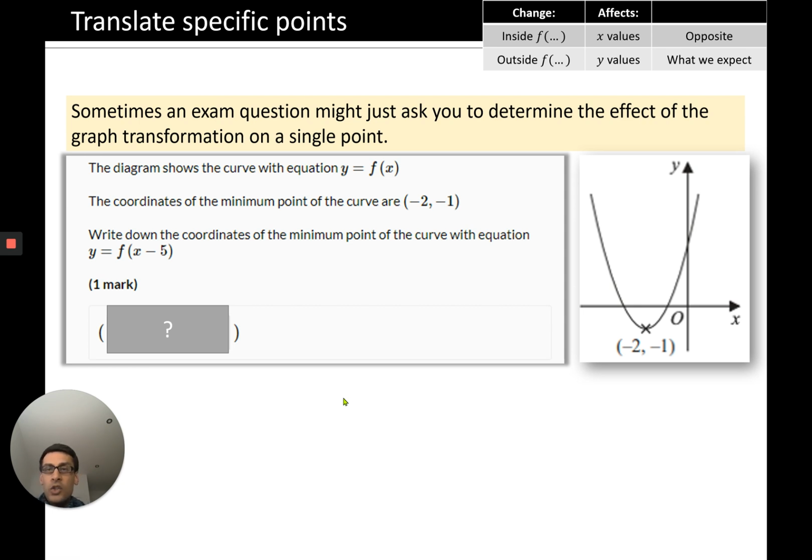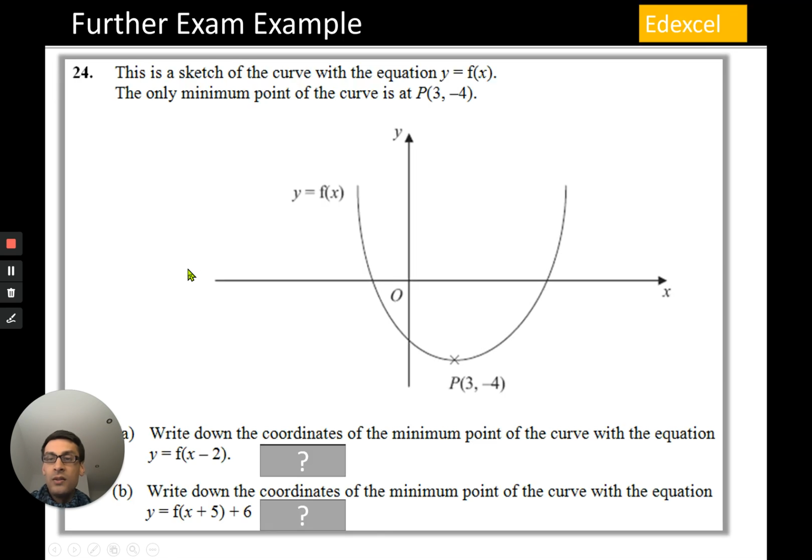So let's try this one together. Diagram shows f of x. So it hasn't given you the equation. You can see it's a quadratic, but you don't have any specifics. The coordinates of the minimum point are (-2, -1). That's given to you as well. y is equal to f of brackets x minus 5.